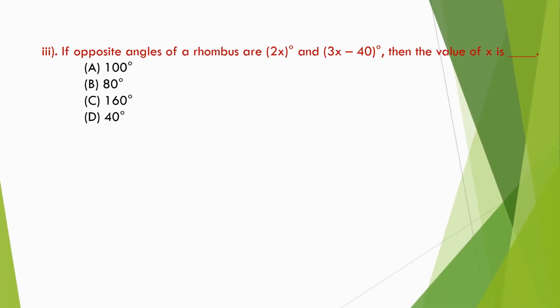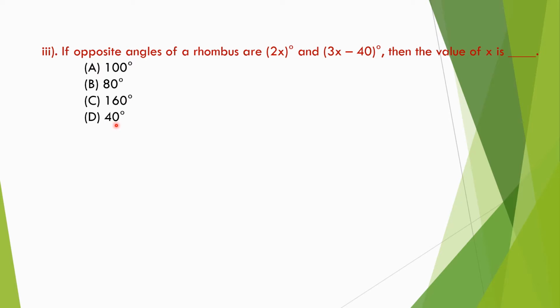Third question. If opposite angles of a rhombus are 2x degree and 3x minus 40 degree, then the value of x is dash. First option A is 100 degree, B is 80 degree, C is 160 degree and D is 40 degree. Here opposite angles are given.